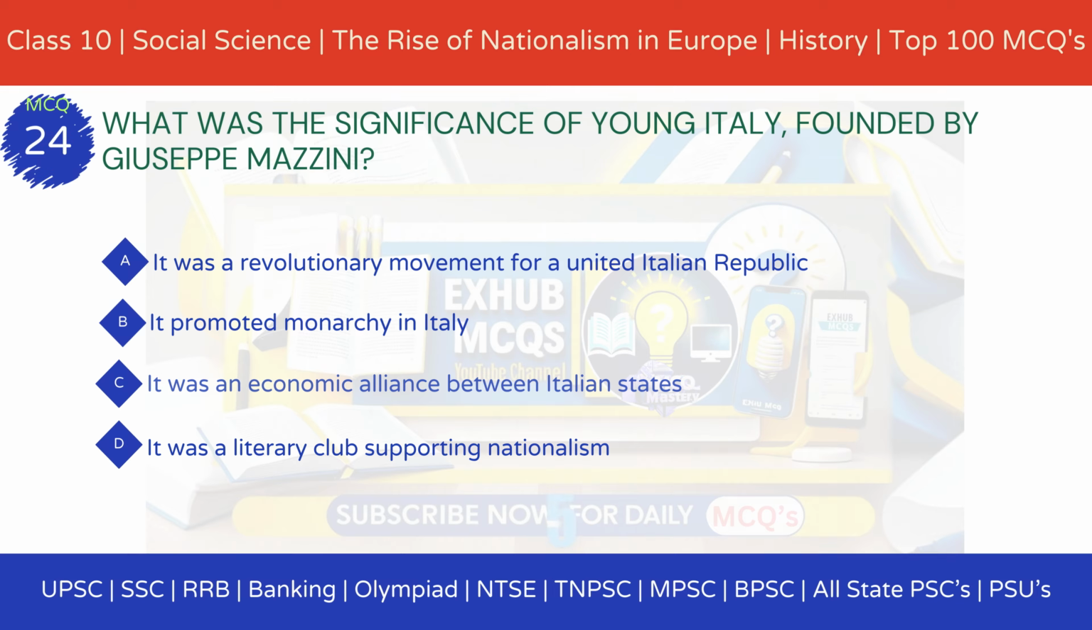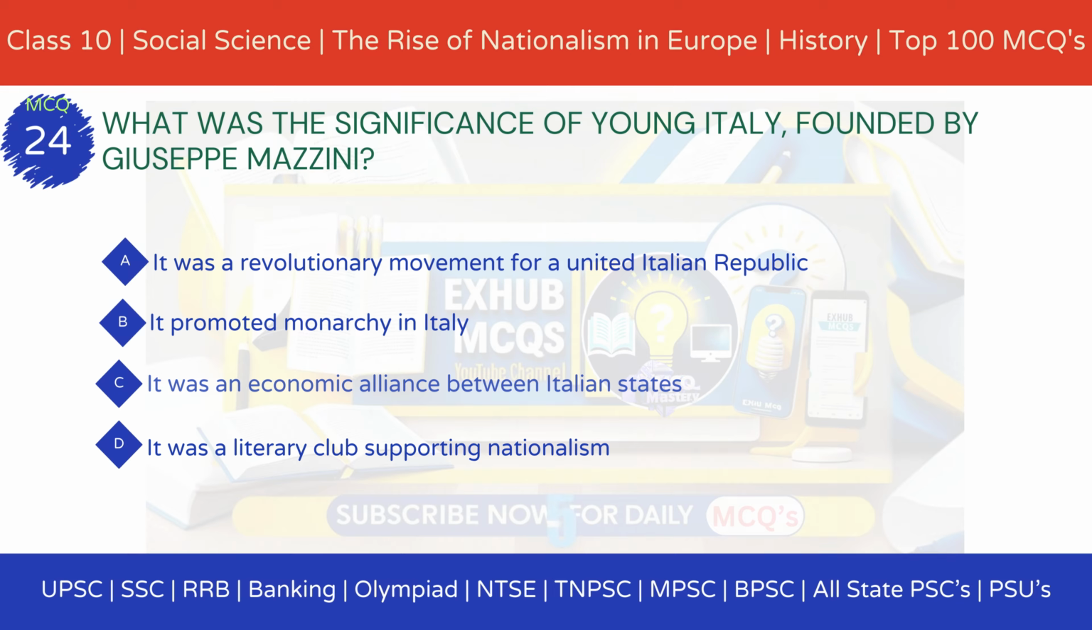The correct answer is option C, he was a diplomat who secured alliances for unification. Explanation. Count Cavour, the Prime Minister of Sardinia-Piedmont, used diplomacy and strategic alliances, especially with France, to defeat Austria and unify northern Italy. His efforts were crucial in achieving Italian unification.